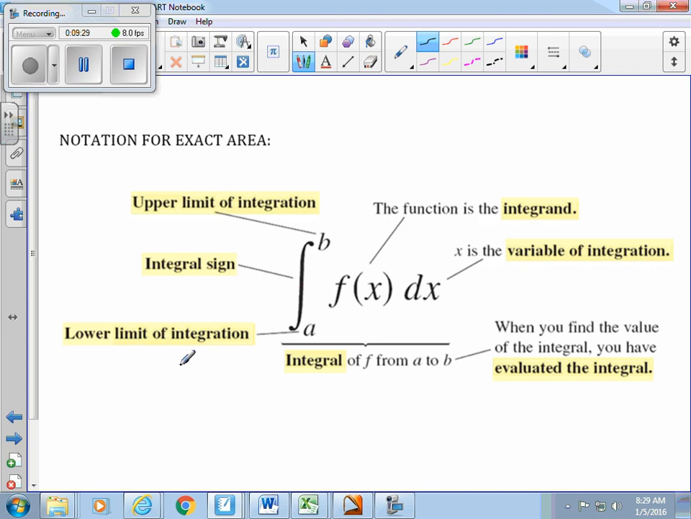When you find the value or the area, we say you have evaluated the integral, or found the value of the integral. The function is called the integrand. And the x is the variable you're integrating with respect to. It's the x value.